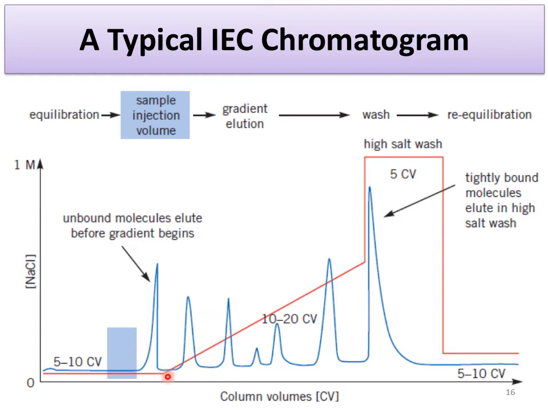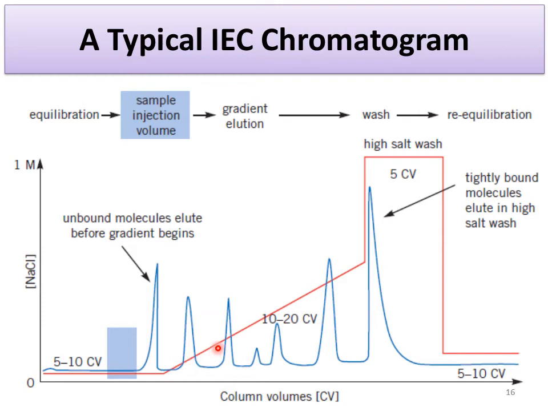Now, those bound proteins could be removed by increasing the salt concentration. This red line here represents the increase in salt concentration. So as the salt concentration is increased, we see another peak here, which represents a low affinity protein to be eluted from the column. This protein was collected in a separate collection tube.